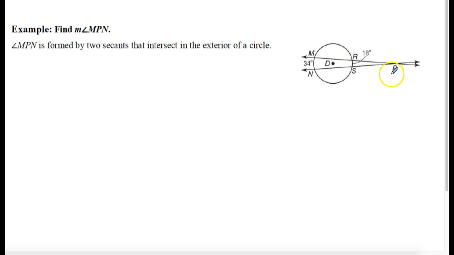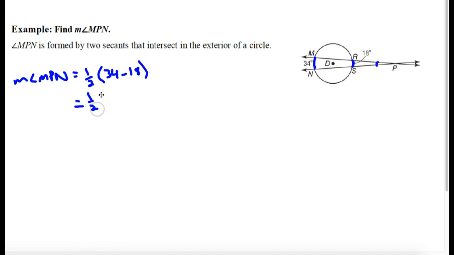So in this example, we're trying to find angle MPN, so that's this little angle over here. To find the measure of angle MPN, that's going to be 1/2 of the difference of the two intercepted arcs. My two intercepted arcs are 34 and 18. So 1/2 of 34 minus 18.